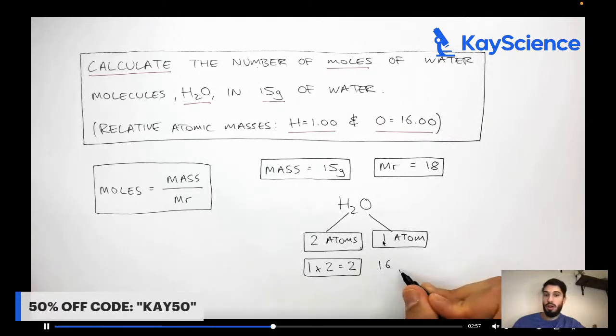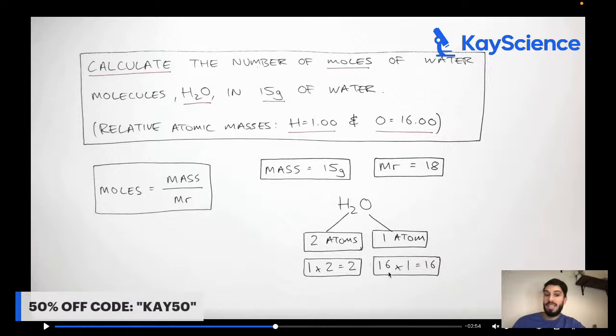And then the mass of an oxygen atom is 16. We then add these numbers together, which means the MR of H2O is 18. That is how you calculate the relative formula mass, or MR, of any compound. So now we've got the MR and we know how we got there, being 18. We then just put this information into the equation: mass divided by MR equals moles.